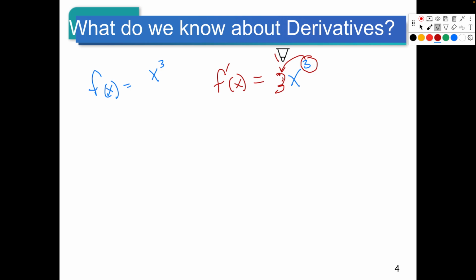Second step was to subtract 1, right? So here's our second step. We're going to subtract 1. And that's how we got the function 3x squared. We've been doing that, right?